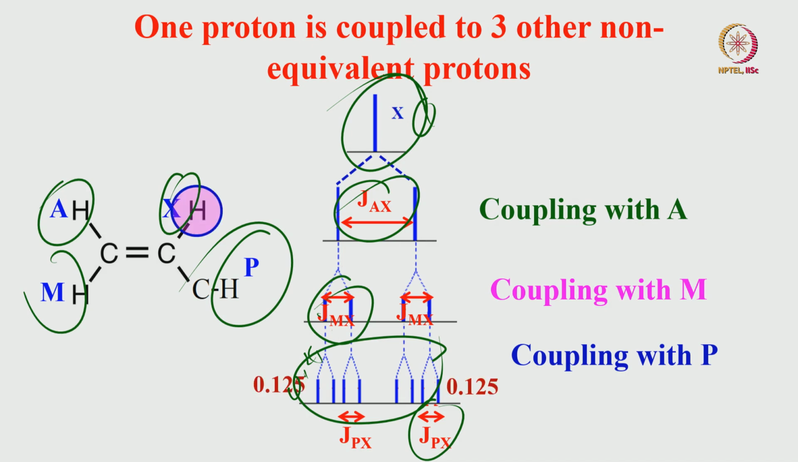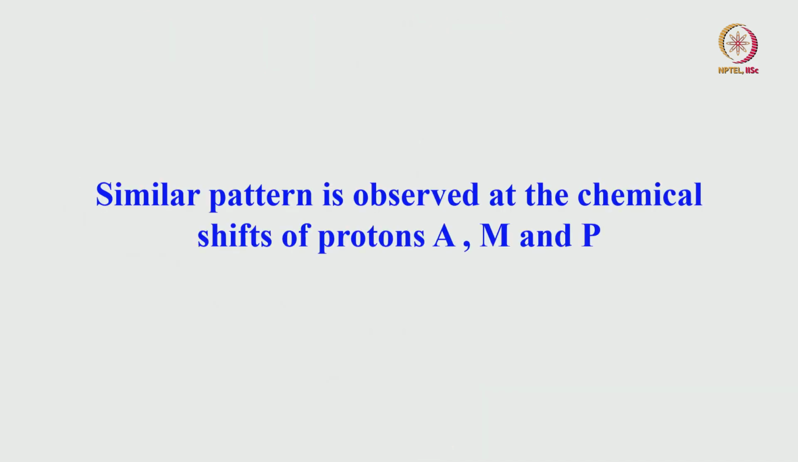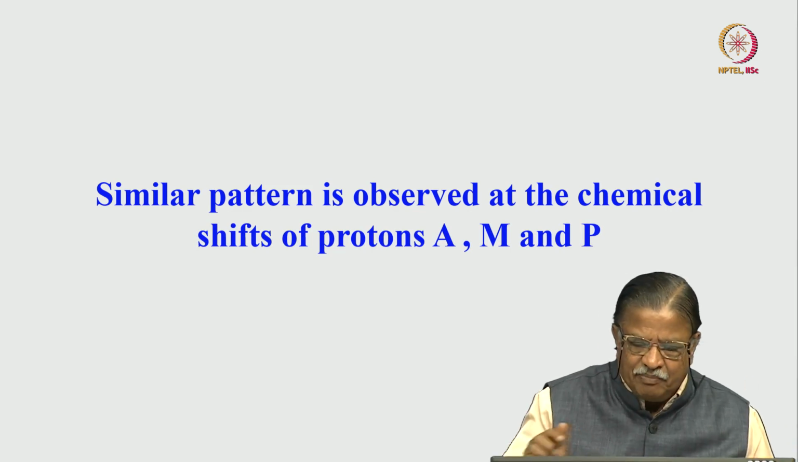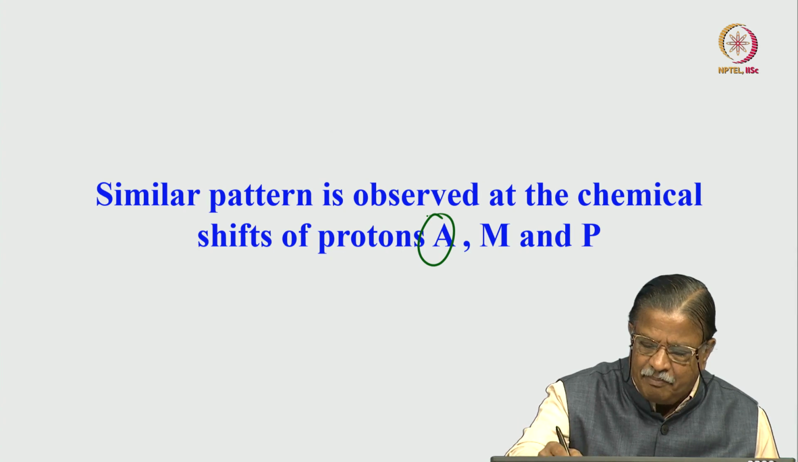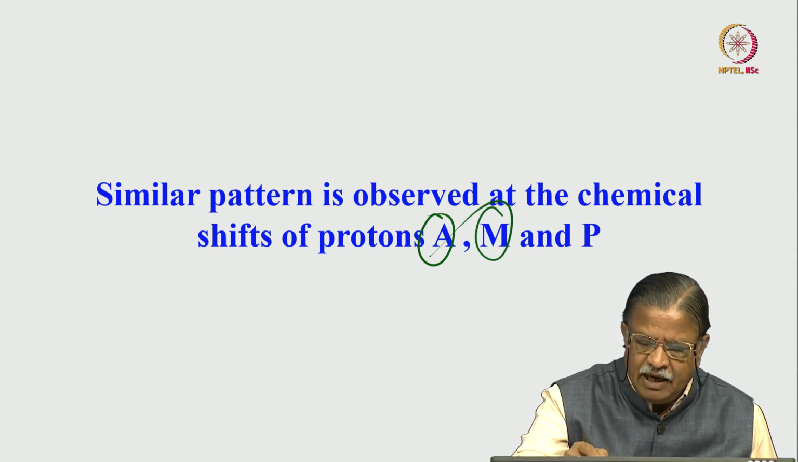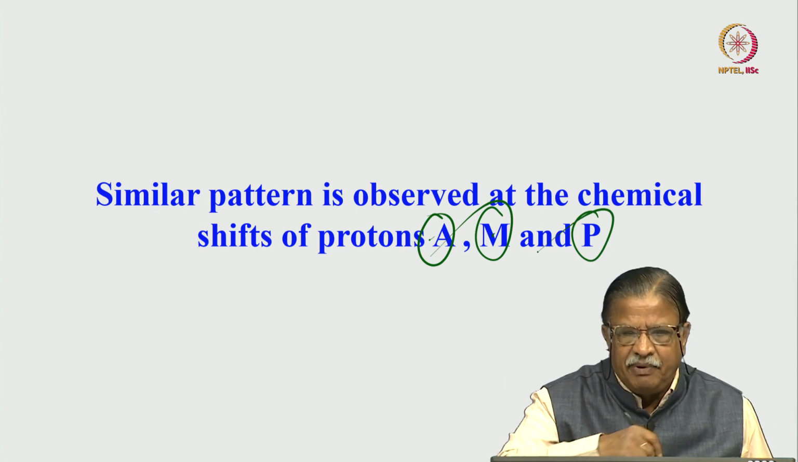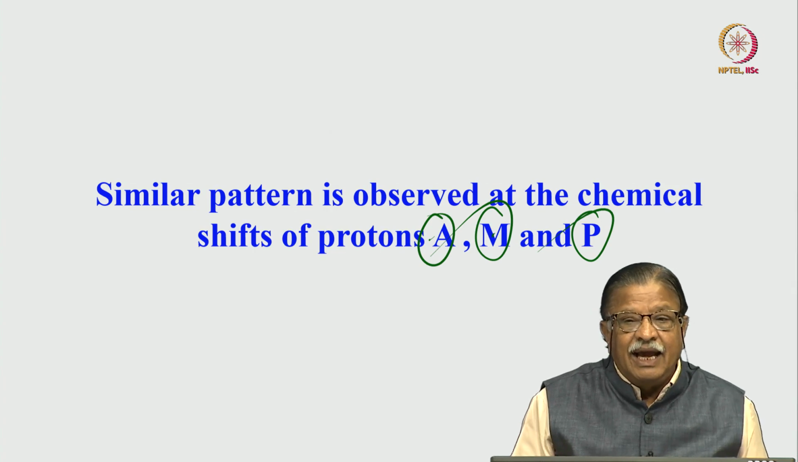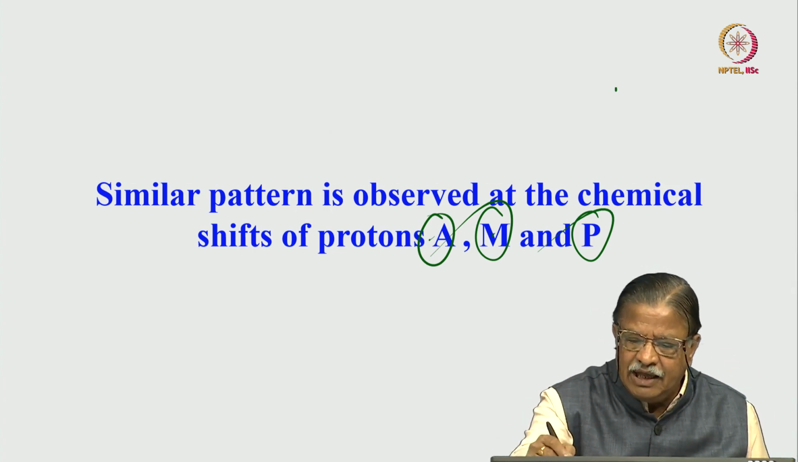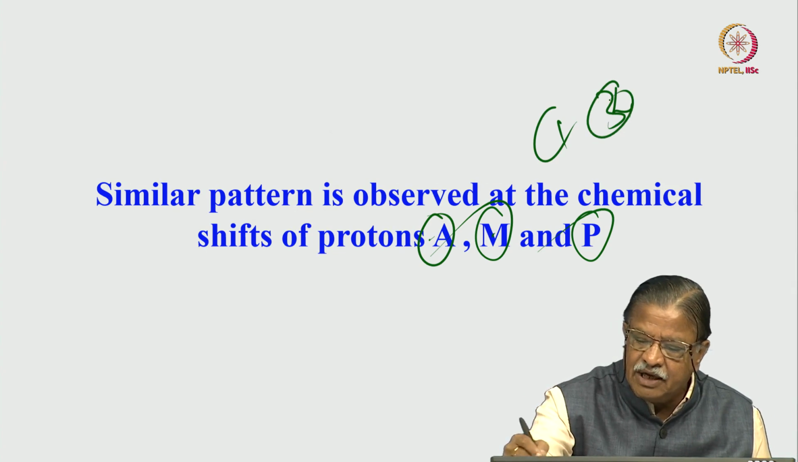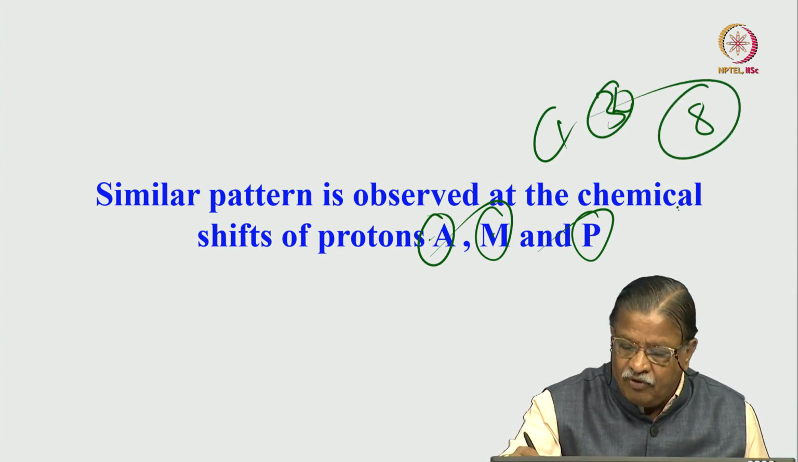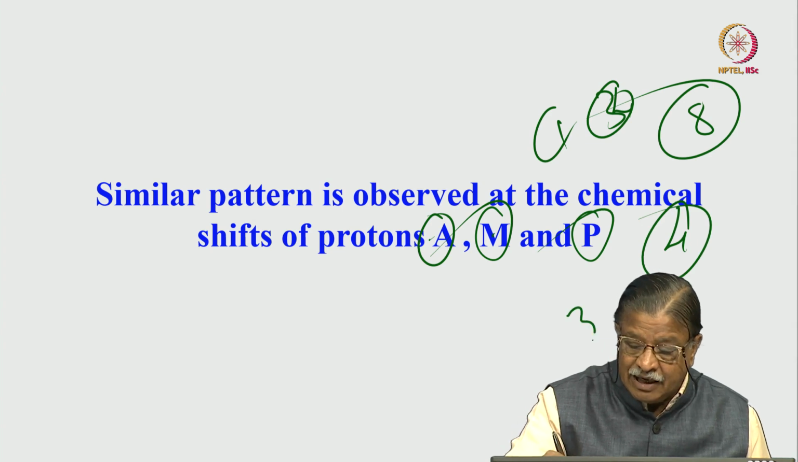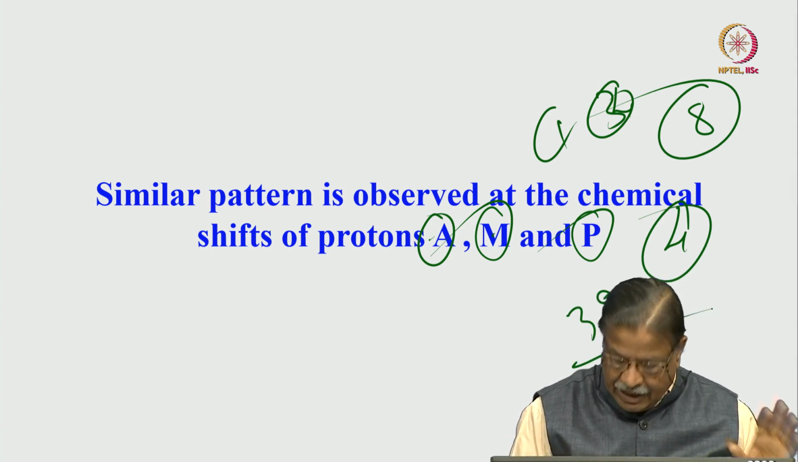This is for the proton X. What happens if I look at protons A, M and P? Extend the logic. Identically, at the chemical shift of A, it will couple to M, P and X. At the chemical shift of M, it will couple to A, P and X, and P will couple to A, M and X. So at the respective chemical shifts you are going to get 8 lines each. When one spin is coupled to 3 other spins, you get 8 peaks for each of them. There are 4 such protons, so in total you are going to get 32 peaks. That is the type of pattern you are going to get.